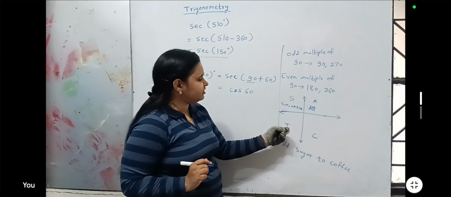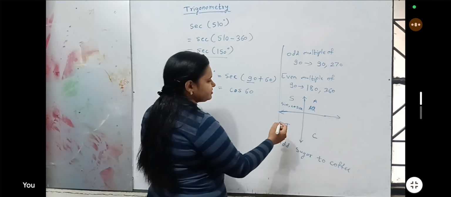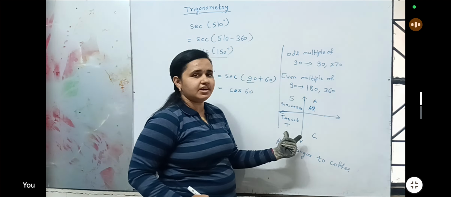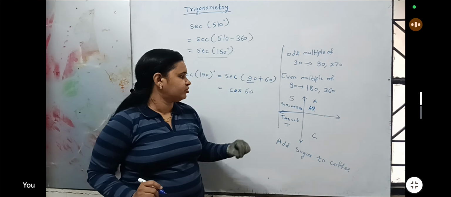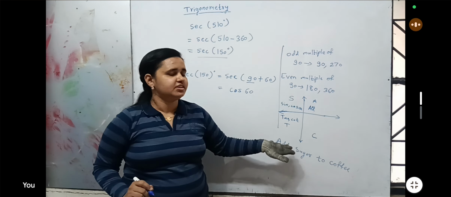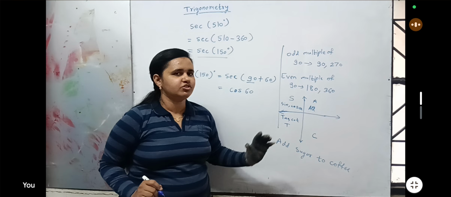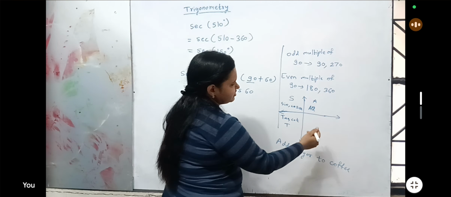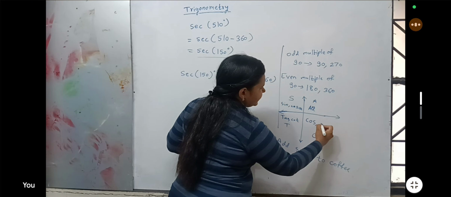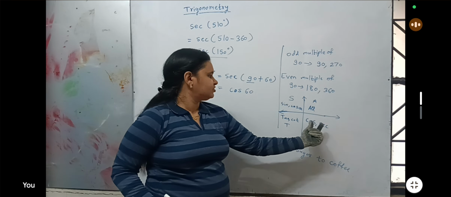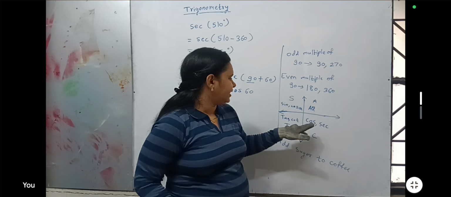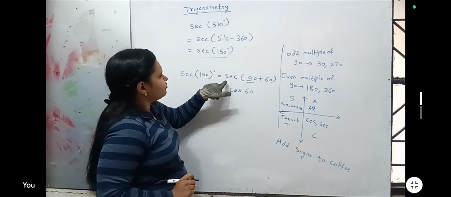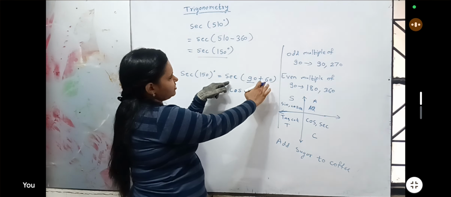Okay. In the third quadrant, it is T. T means tan and cot. In the third quadrant, only tan and cot are positive. All the other ratios will be negative. And in the fourth, C, coffee. Coffee means cos and sec. In the fourth quadrant, cos and sec will be positive, and tan, cot, sin, cosec will be negative. Okay. Then, according to the question, decide the sign.